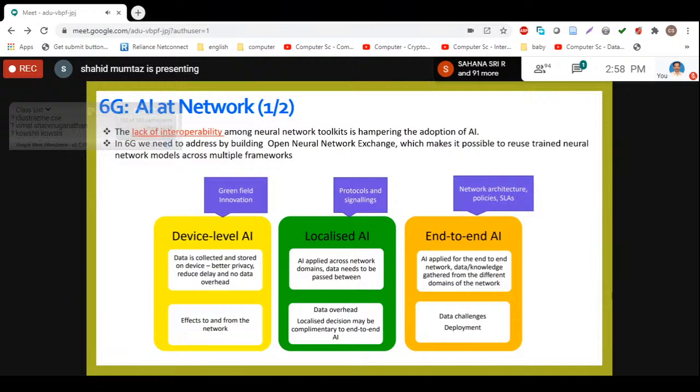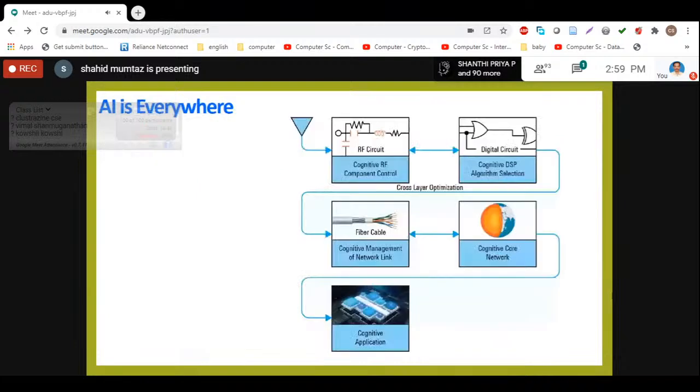So that's the same thing which I explained. On the device level, you can think about greenfield innovation, since AI consumes a lot of power from your smartphone battery, so you find a solution which decreases the power consumption of your batteries. With localized AI, you improve the signaling part of your base station, and with end-to-end AI, you work on the network architecture and policy. These are the three main areas where you can put AI, but the main challenge is how you can create interoperability between all of them, so that one model can work everywhere. That is the main challenge.